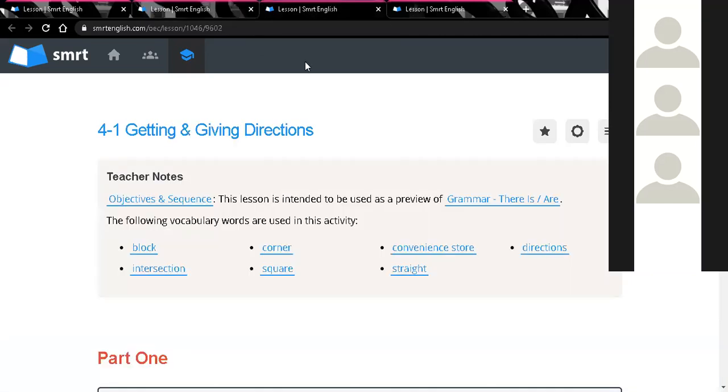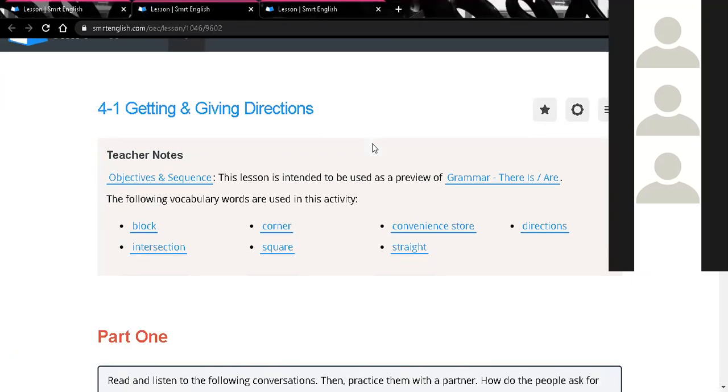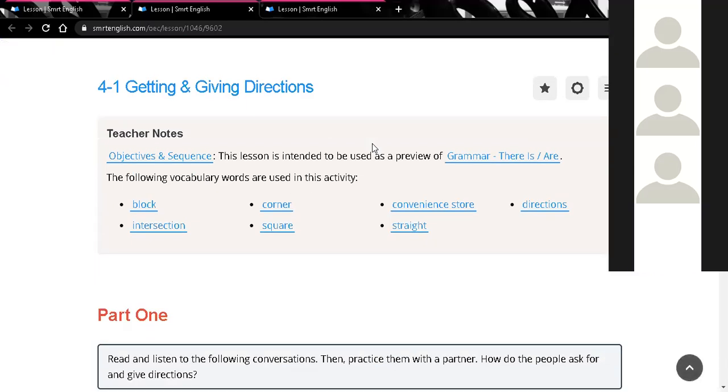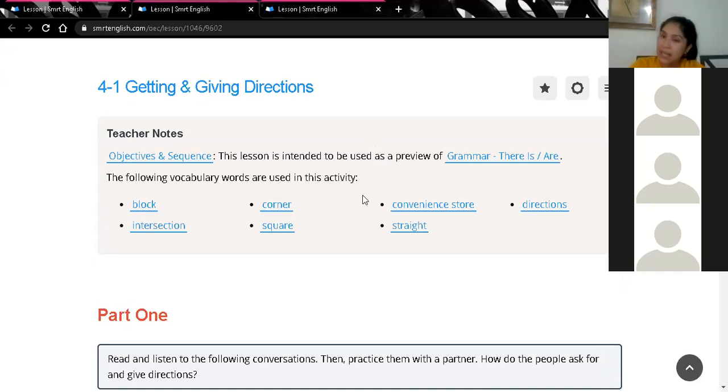And the first topic is getting and giving directions. So this lesson is intended to be used as a preview of the grammar there is and there are. It says in here, the following vocabulary words are used in this activity. Since we're going to be talking about giving and getting directions, the vocabulary we're going to be seeing here is related to giving or receiving a direction, okay? And then we have a block, intersection, corner, square, convenience store, straight, and directions.